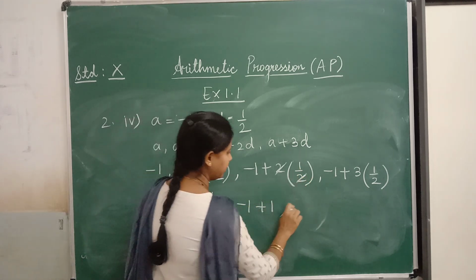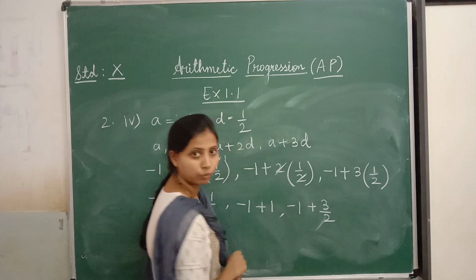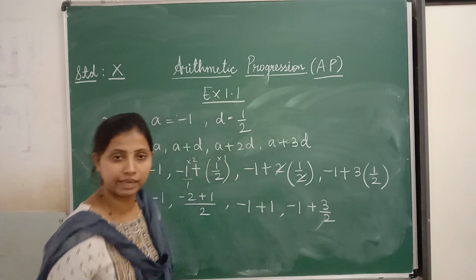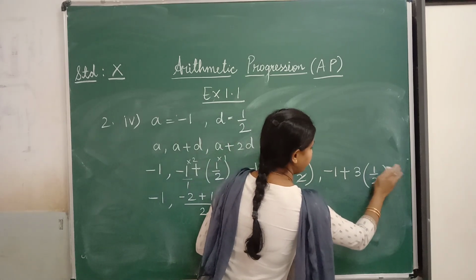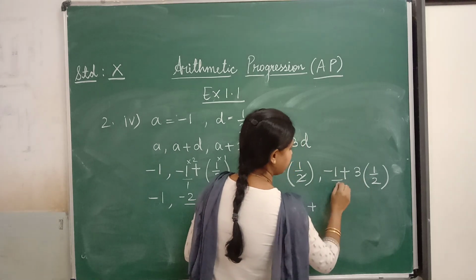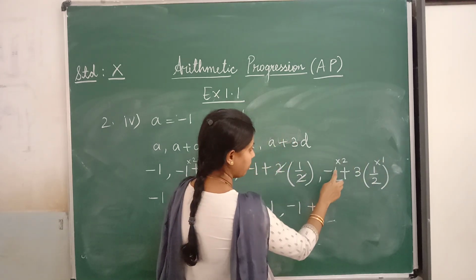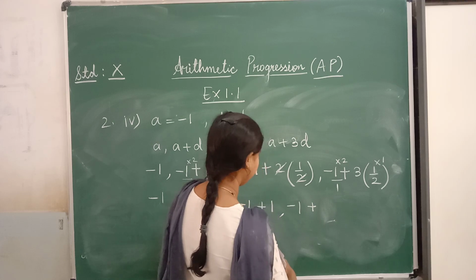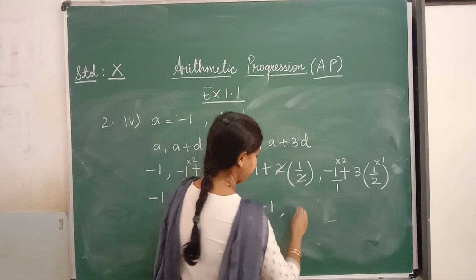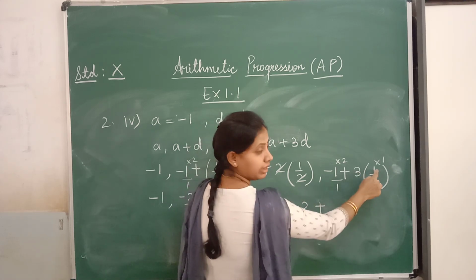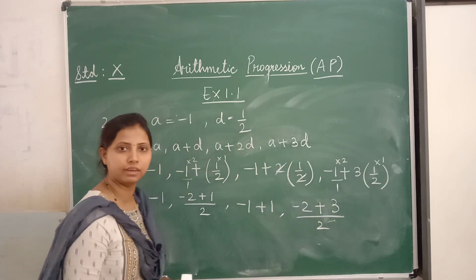Next, minus 1 as it is plus 3 by 2 you will get. So again you have to take the LCM here. Yes, I will write it here only. So this is nothing but 3 by 2 if you simplify. Take the LCM, nothing is there means 1, so into 2 and here it is into 1. So minus 1 into 2 is minus 2, plus here it is 3 by 2. 3 into 1 is 3 and the denominator is 2.